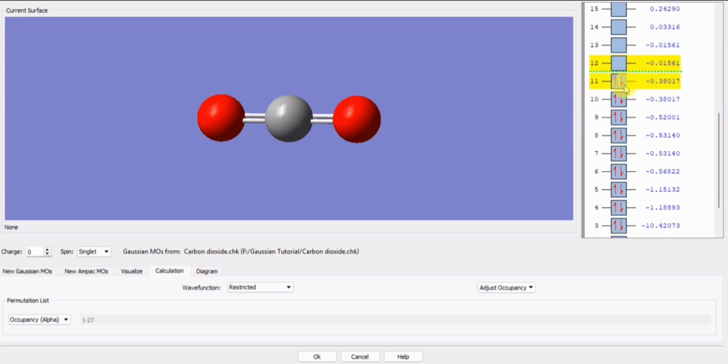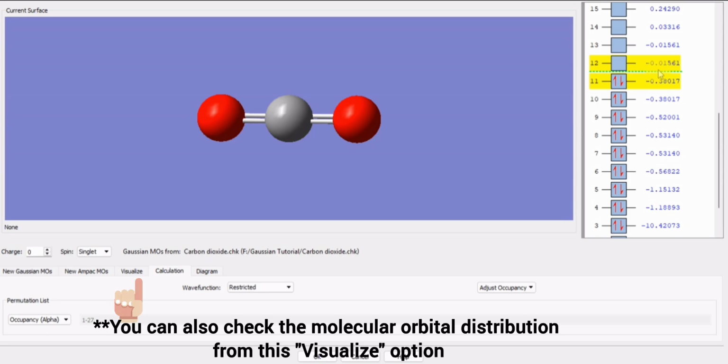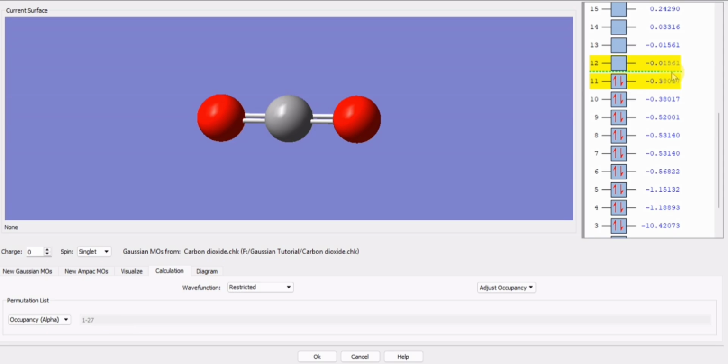In the HOMO, this is the energy state up to which the electrons are distributed, and this is the energy of that HOMO state. And after that, there is a vacancy of electrons, and this energy state is called the LUMO state, the lowest unoccupied molecular orbital, and this is the energy of the LUMO state. Again, these values are given in Hartree. You have to convert them to electron volt. You can just multiply them by 27.2114, and then you will get the result.